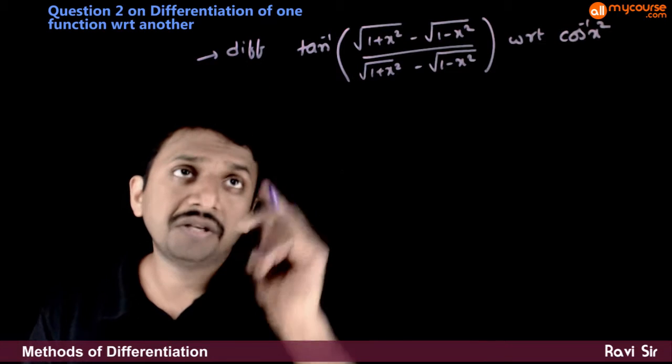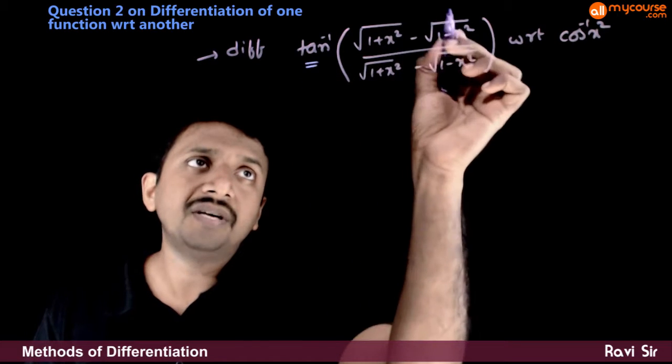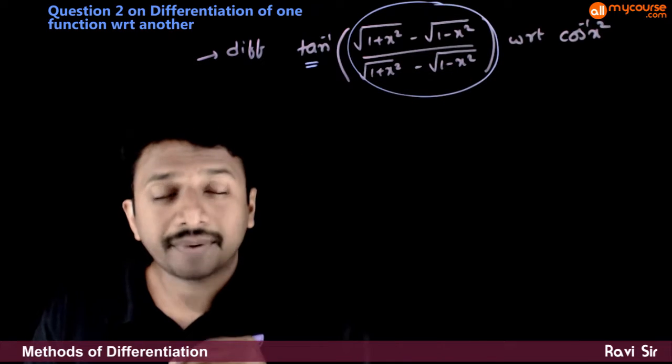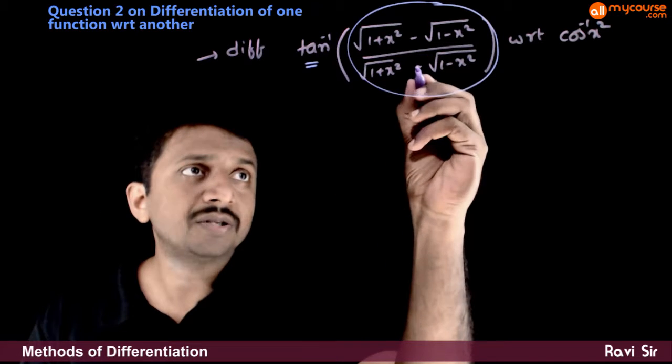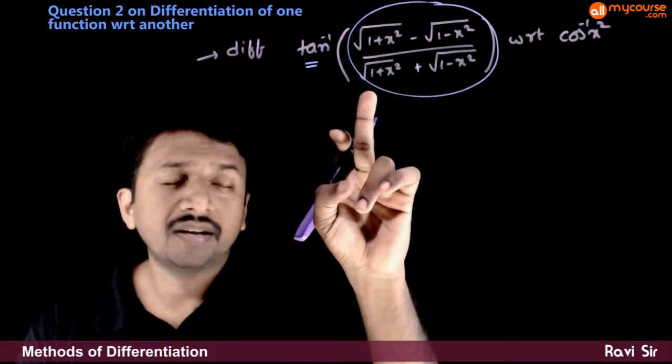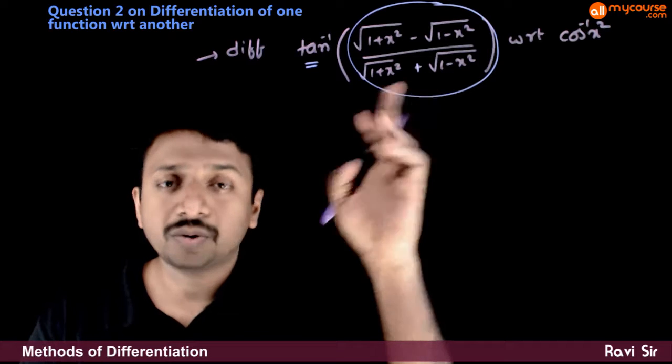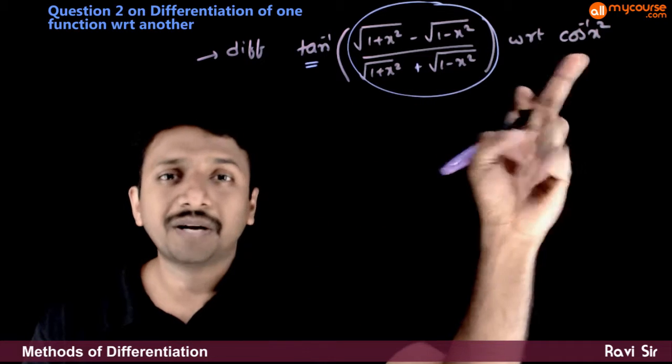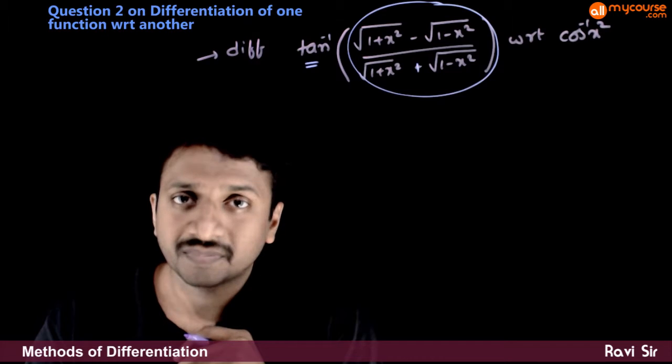Next, in this question, you're asked to differentiate tan inverse of (root of 1 plus x square minus root of 1 minus x square) by (root of 1 plus x square plus root of 1 minus x square) with respect to cos inverse of x square.